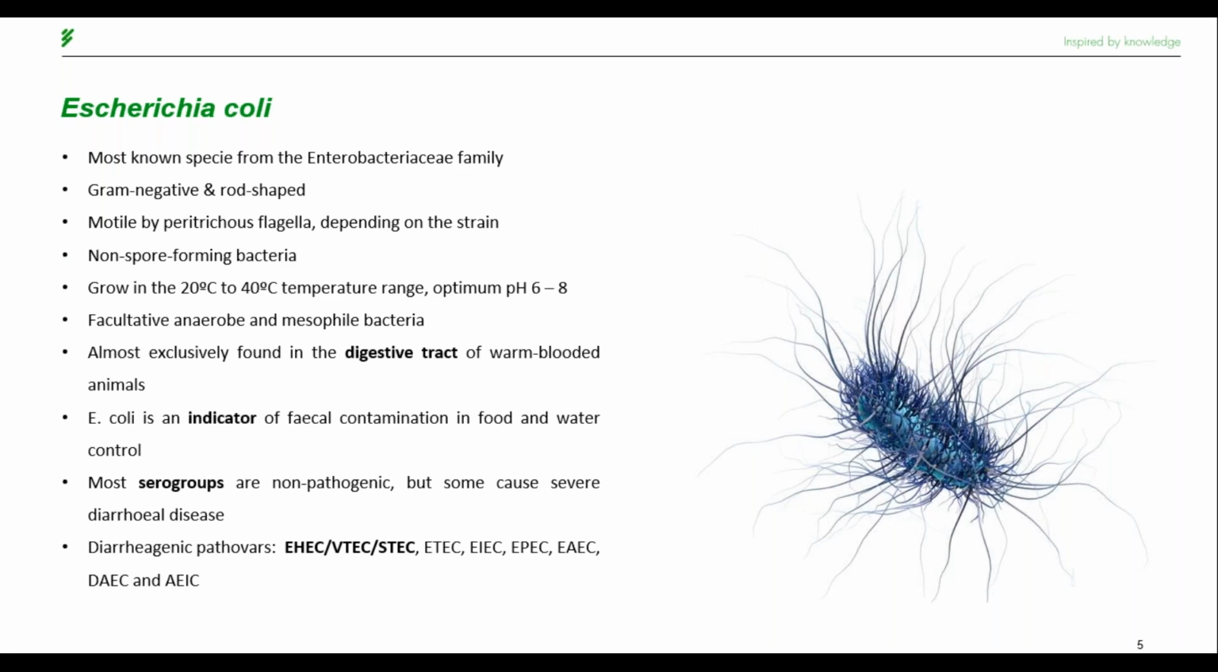The grand majority of E. coli serogroups are non-pathogenic, but some can cause severe diarrheal disease. In fact, there are 7 main diarrheagenic pathotypes of E. coli, which are a set of strains with the same or similar characteristics that are differentiated from other strains of the same species or even subspecies on the basis of distinctive pathogenicity.